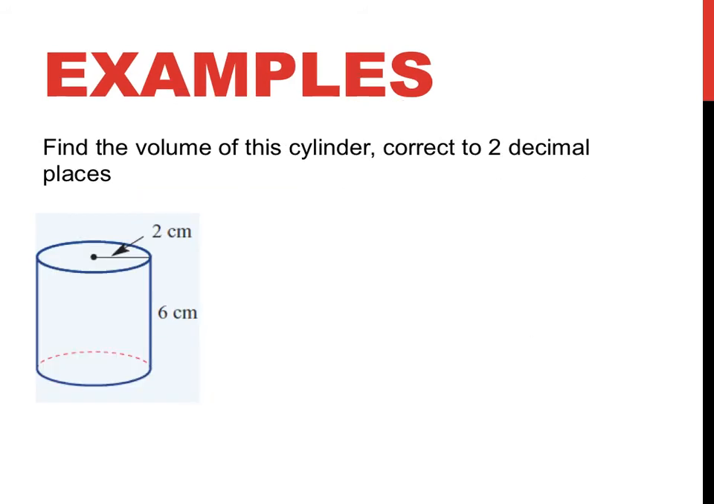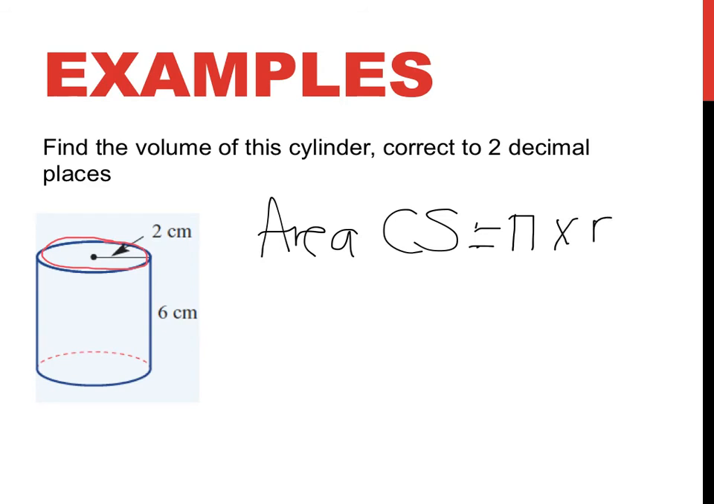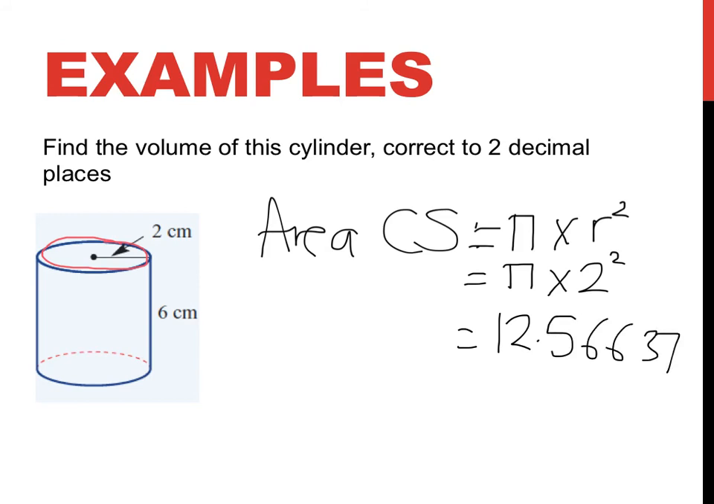Let's have a look at this shape here. This shape is a cylinder. The shape that is consistent throughout, the cross-section, is this circle. I've been given a radius for the circle. The first thing I need to do to work out the volume is the area of the cross-section. How do I work out the area of a circle? You'll have your formulas there, and it's pi times the radius squared. So it's pi times 2 squared, which gives me an answer of 12.56637. That's as many decimal places as I need.